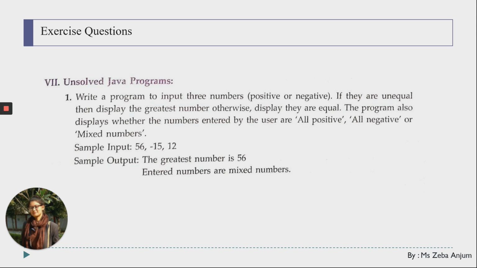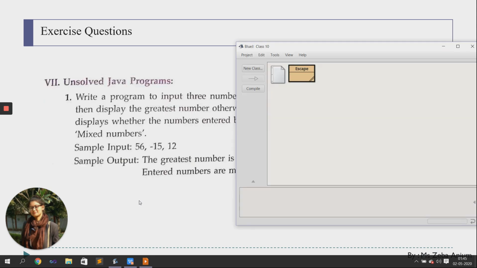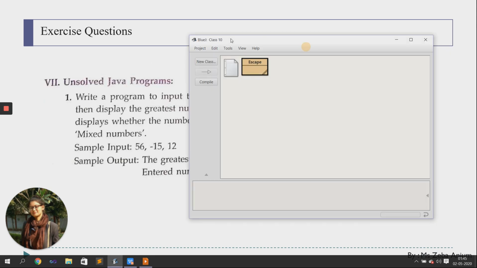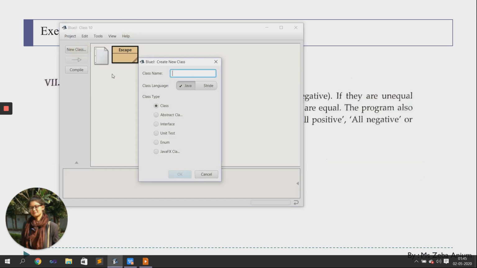The program should also display whether the numbers entered by the user are all positive, all negative, or mixed numbers. So let's open our BlueJ compiler and try to execute this code. This is our BlueJ. Now let us make a new class.